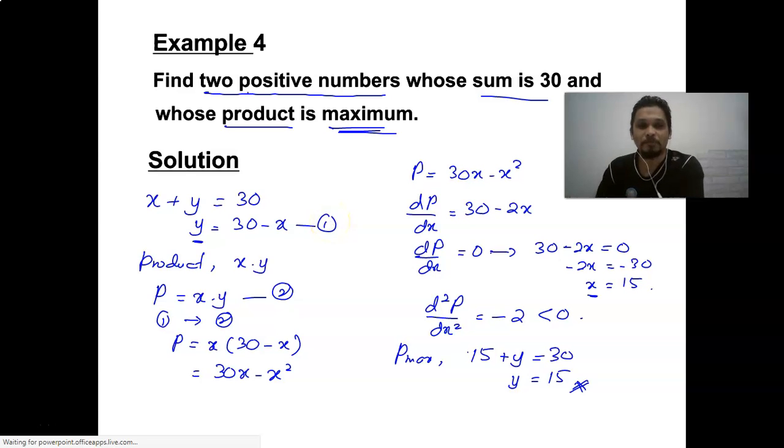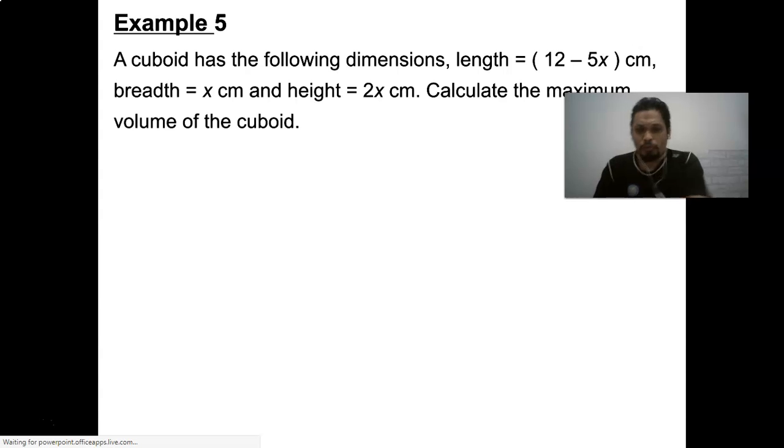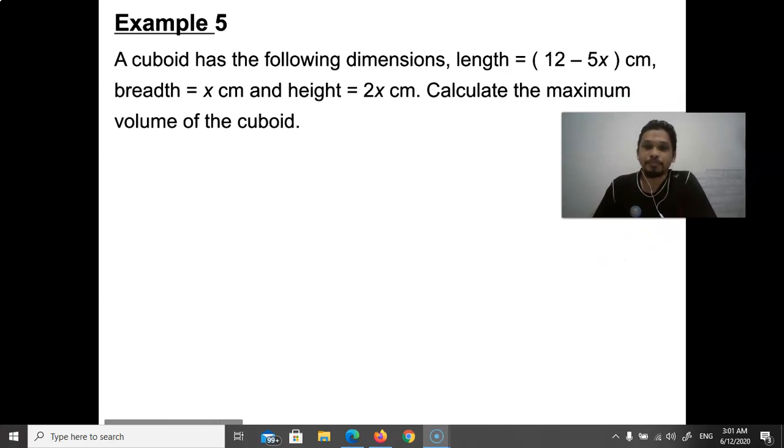Question example 4. A cuboid has the following dimensions: length of 12 minus 5x, breadth of x, and height of 2x cm. Calculate the maximum of the volume of the cuboid.